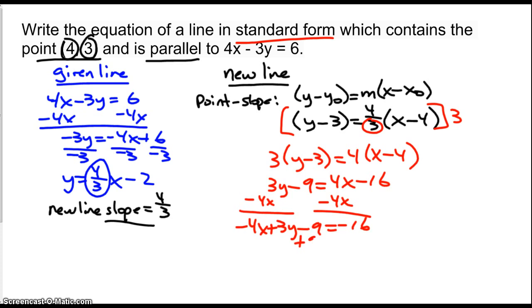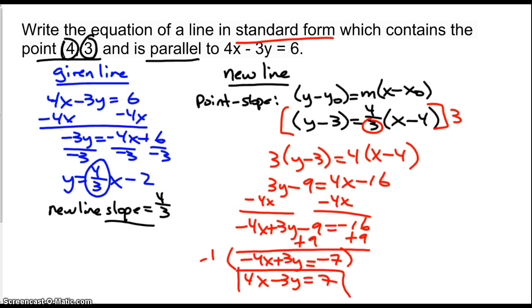I guess I better get rid of the 9 on that side. So -4x plus 3y equals -16 plus 9, which is -7. And then wait a second, I need a leading positive. So if I multiply everything by -1, that's going to change the signs throughout. So it looks like the answer here is 4x minus 3y equals 7.